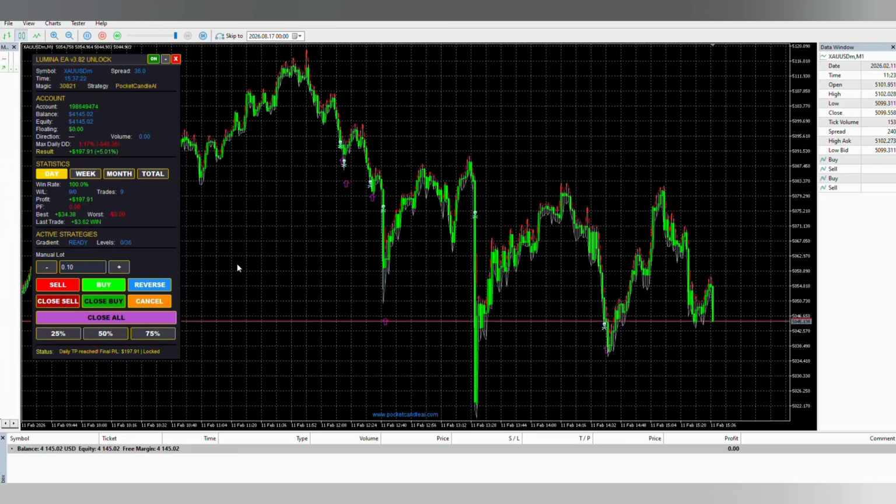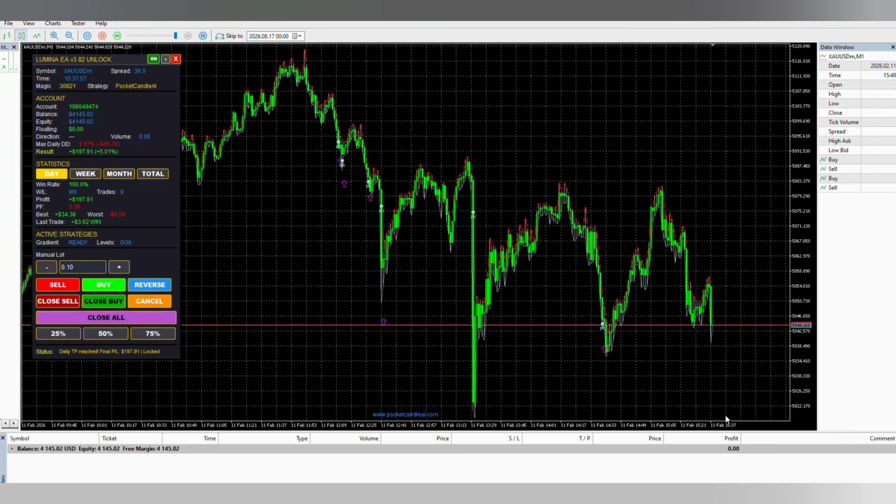So you can see the result we had so far. On the backtesting, it says 11th of February, this year 2026, because I started the backtest from the beginning of this year.